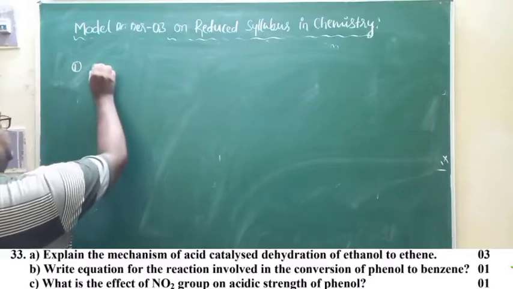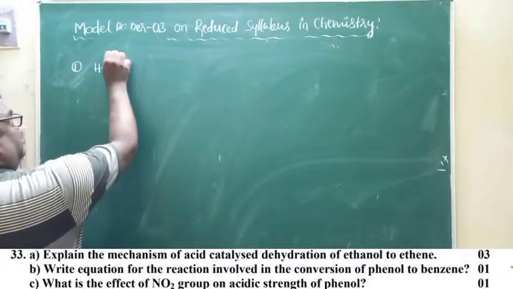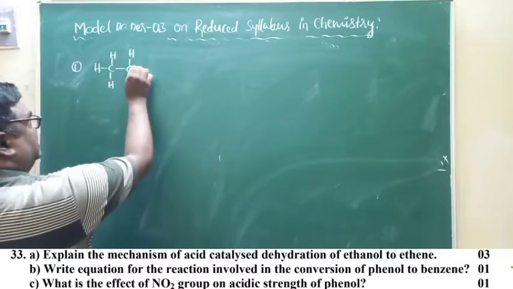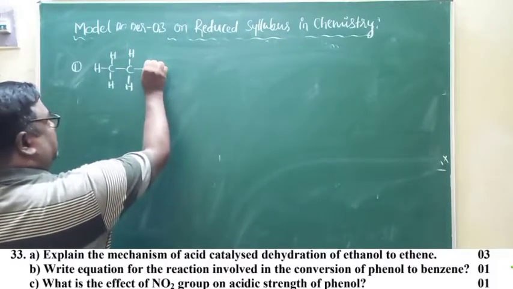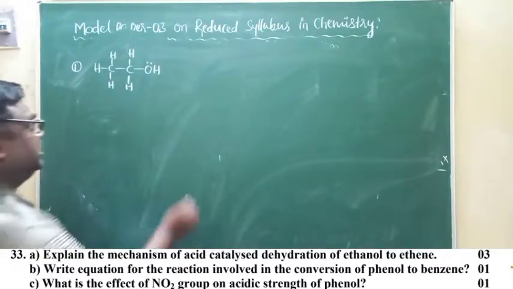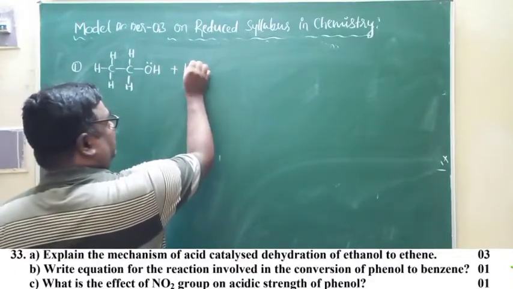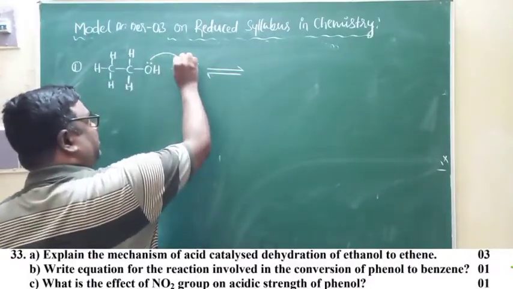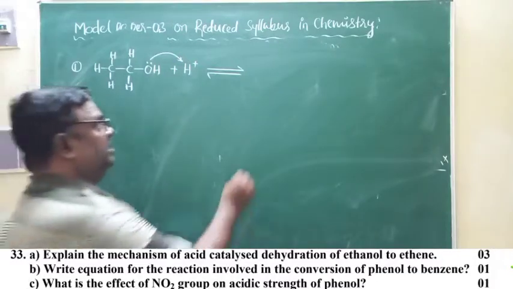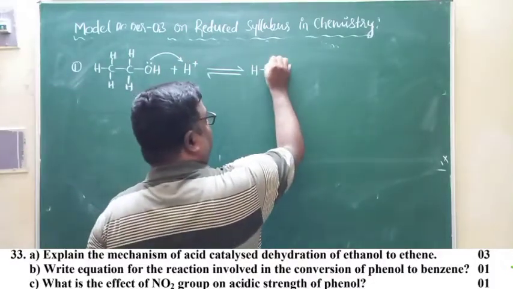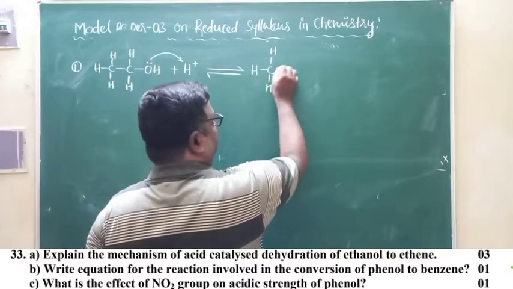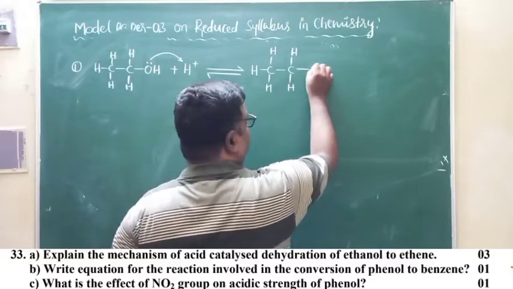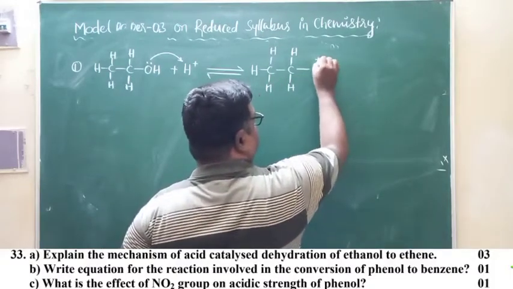Look at this first step, that is protonation of ethanol. Yes, this is ethanol, CH3CH2OH. Oxygen carries lone pair of electrons. In presence of catalyst, that is acid, protonation of ethanol takes place. Lone pair of electrons will be donated to H plus ion. Thereby, you are going to get what we call oxonium ion. You are going to get oxonium ion, that is OH2 plus.